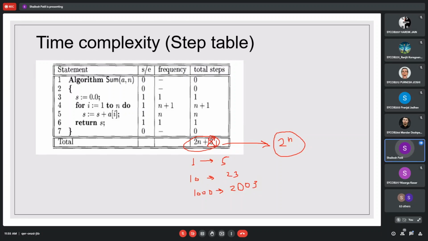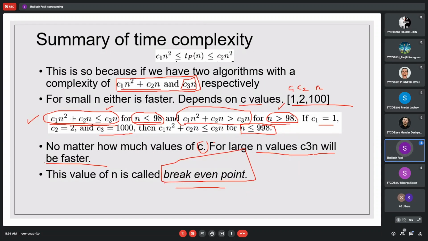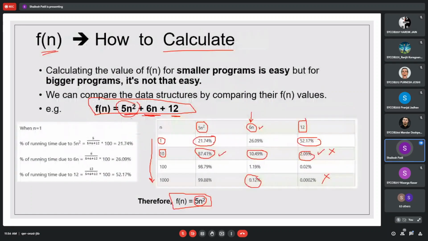It is there, but again that will not impact that much. The impact of that particular term will not be that much on the basis of this complexity. So for that purpose we are not interested in the smaller terms. Getting how to calculate this f of n for any algorithm? Yes, sir.